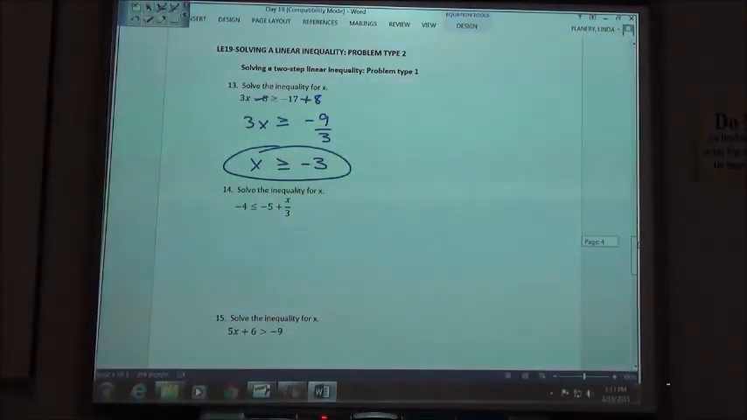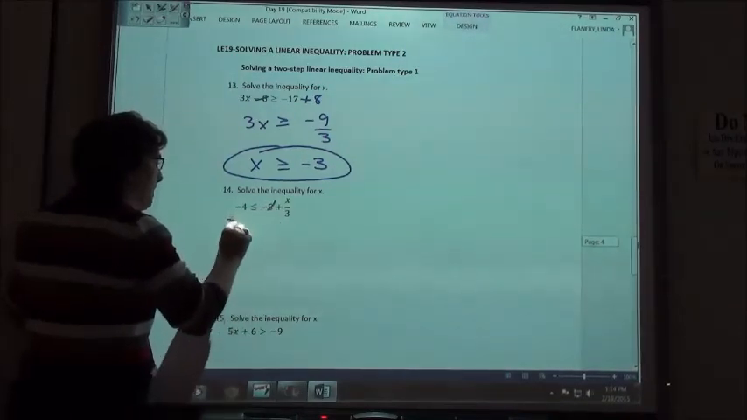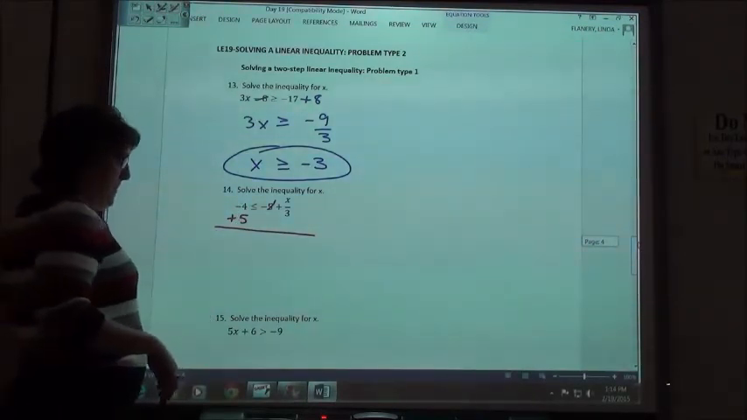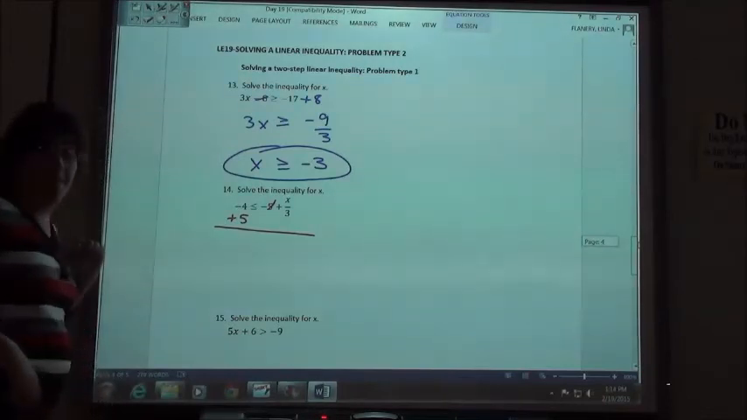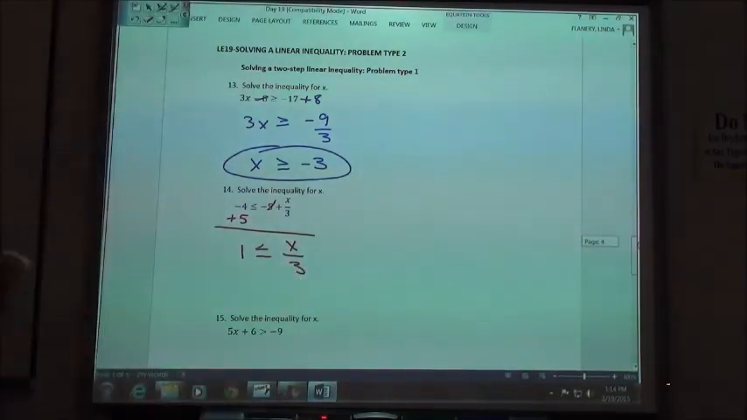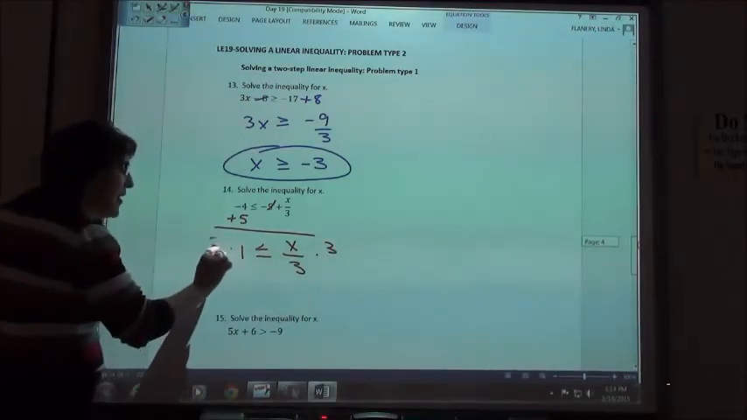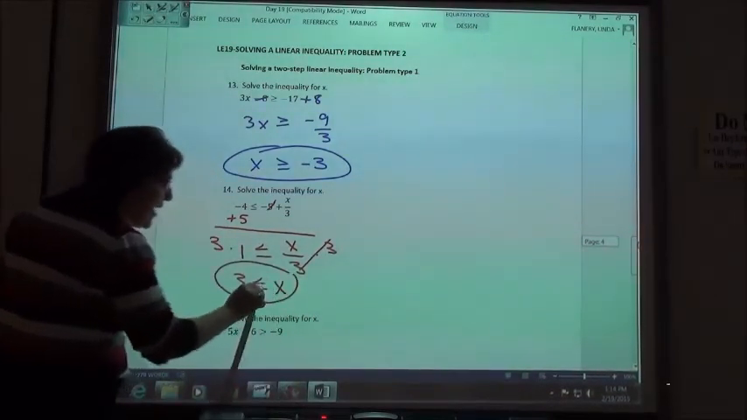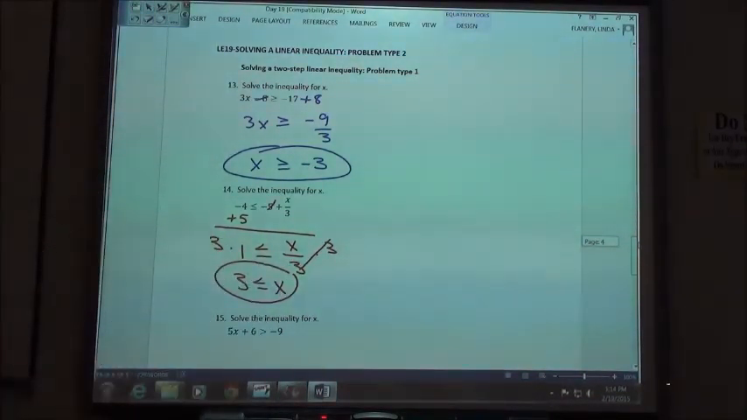Number 14, if I want to solve that for x, the first thing I want to do is add the 5. Negative 4 plus 5 is 1. So 1 is less than or equal to x over 3. And what do I do to solve that one? Times by our 3, right? Multiply by 3. And again, that's a positive 3 that I'm multiplying by. So 3 is less than or equal to x. My sign stays the same because I multiplied by a positive 3.